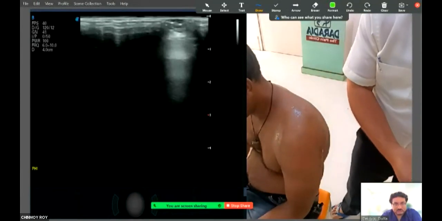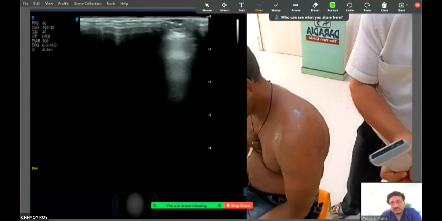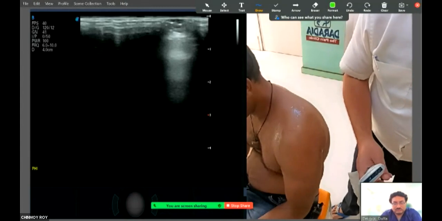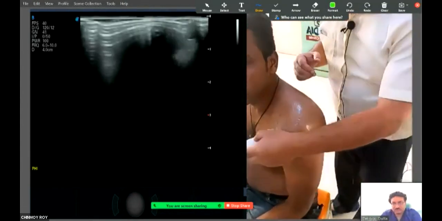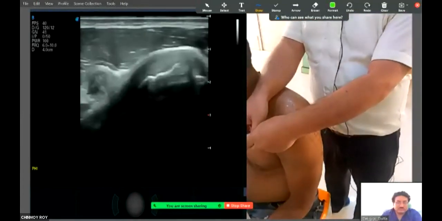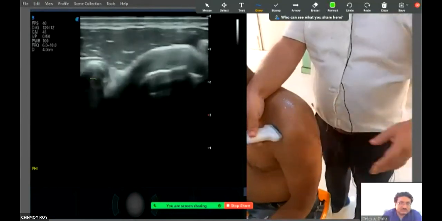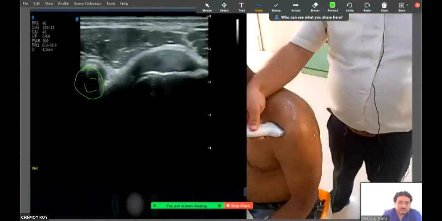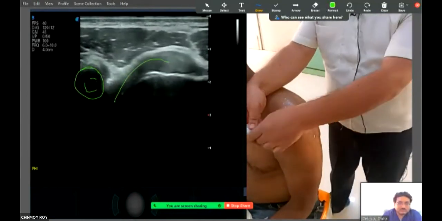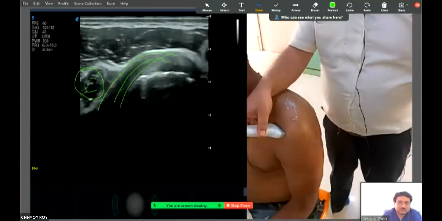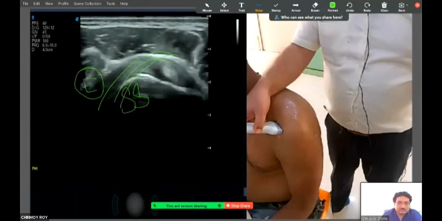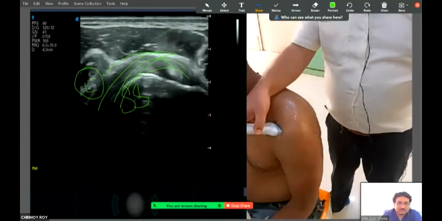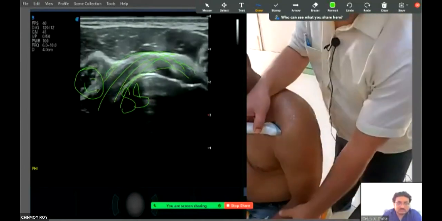There are other impingements also. Another impingement, as I told you, is the subscapularis muscle going under the coracoid. So here also one impingement can occur.